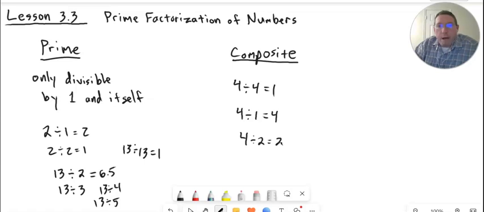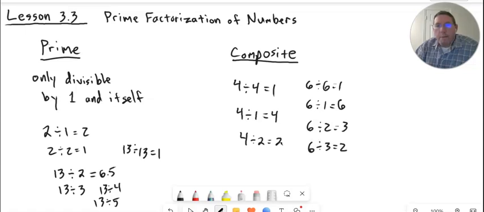Another number that is composite is 6. 6 divided by 6 equals 1, and 6 divided by 1 is equal to 6. But we can also do 6 divided by 2, which is 3, and 6 divided by 3 is 2. And that makes 6 composite. Every number is either prime or composite. We do not count the number 1. The number 1 does not count. It is not prime. It is also not composite. It's its own number.